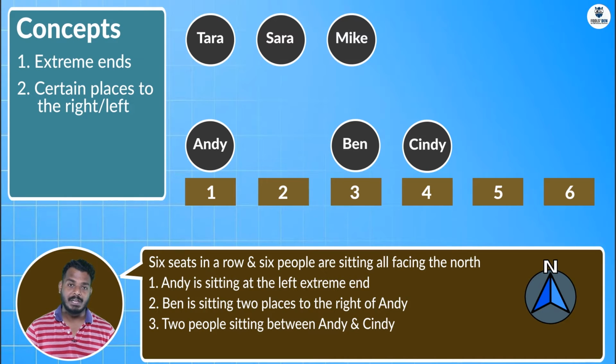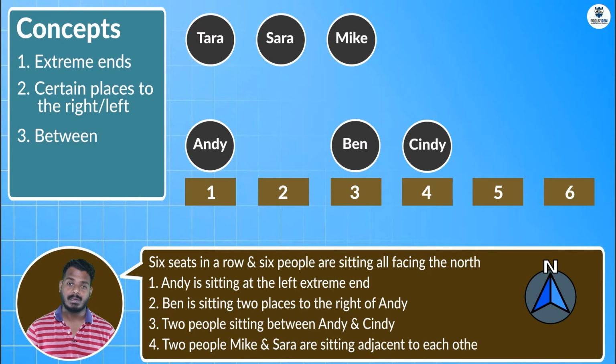Now say the next condition is that 2 people, Mike and Sarah, are sitting adjacent to each other, or it is given that they are neighbors. Now sitting adjacent or sitting neighbors means one and the same. It basically means both of them are sitting next to each other.